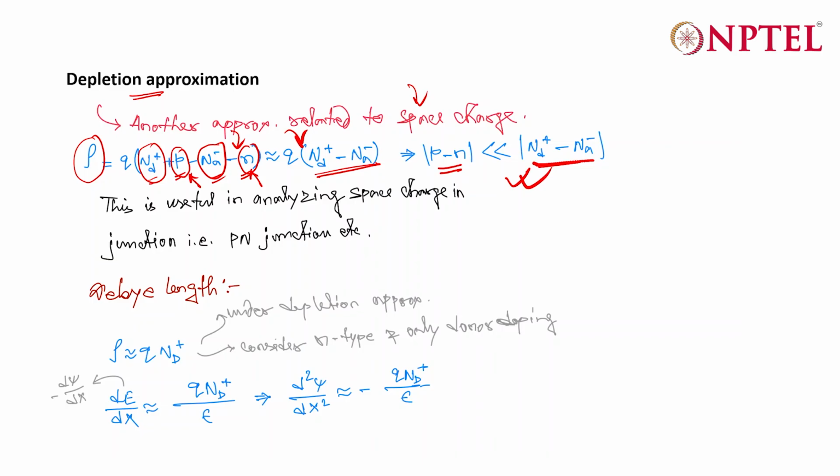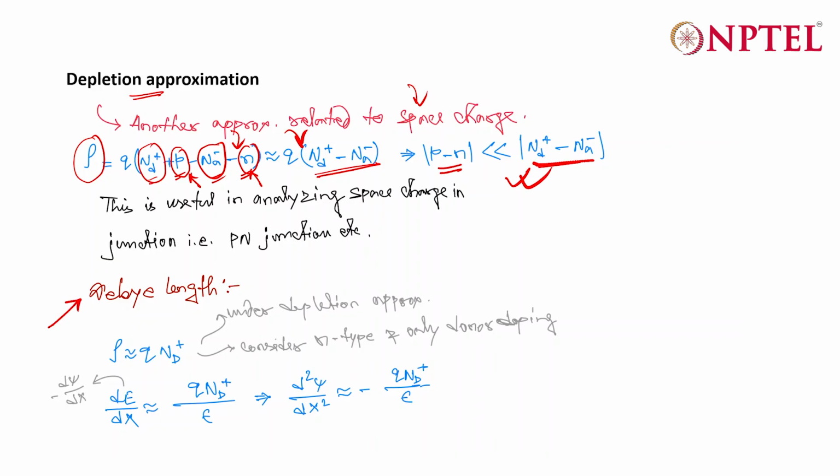Now this particular approximation is very useful in analyzing the space charge in a junction, for example, a PN junction. Once we go into the device analysis in detail, you will find that the depletion approximation is very useful. And another term associated with this approximation is known as the Debye length.